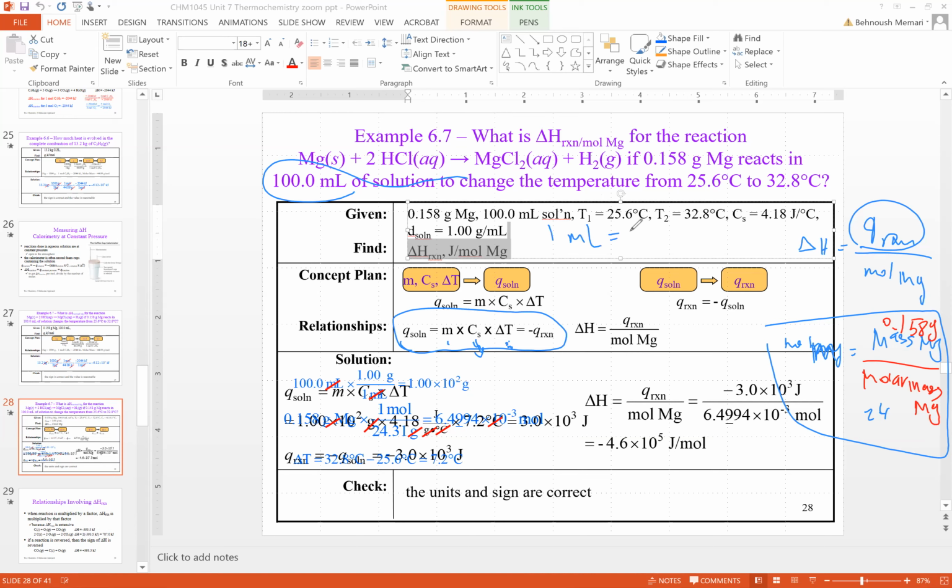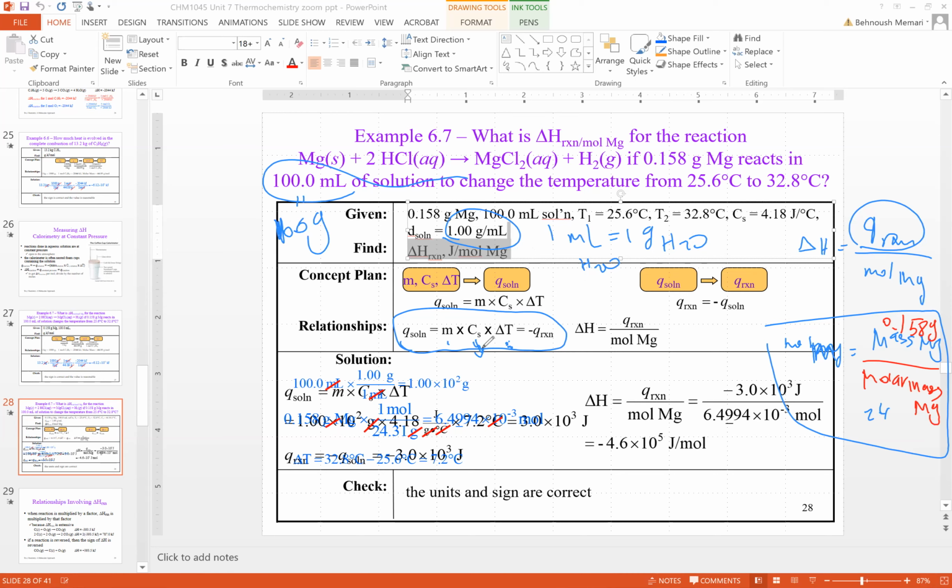1 milliliter equals 1 gram of H2O, because the density of water, or of the solution, is given as 1 gram per milliliter. That means 1 milliliter equals 1 gram. So if you have 100 milliliters, that equals 100 grams. So we have 100 grams of the sample.